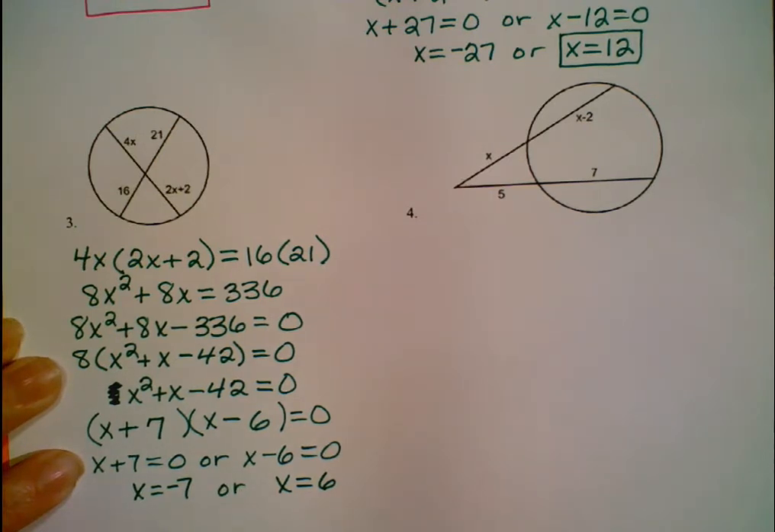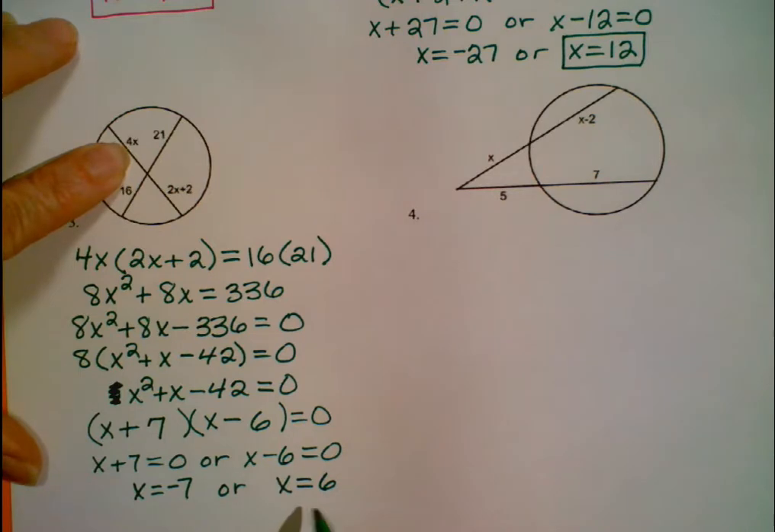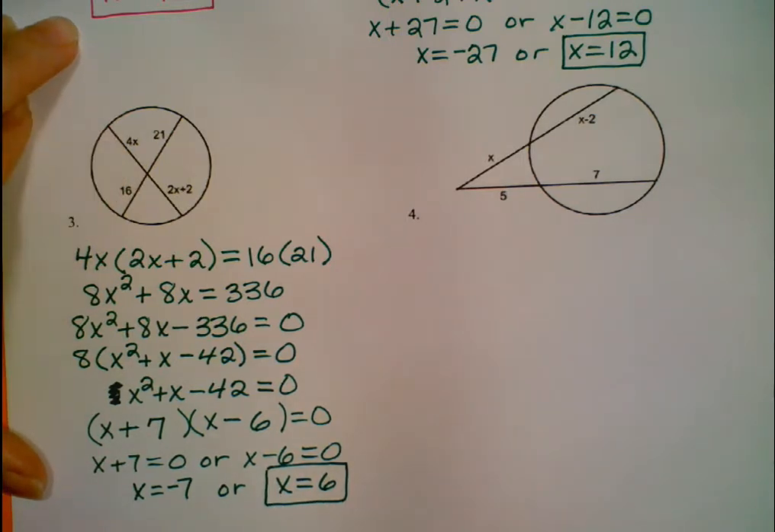Okay, so here again, we have two solutions, but we need to make sure that within the context of the problem, we determine which one's going to work. If I were to take a negative 7 and substitute it here in place of x, then this length would become negative 28, which does not make sense in terms of length. Whereas if I use a 6, I get a length of 24, which does make sense. So x equals 6 would be our choice in this case.